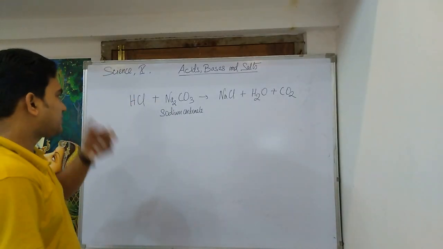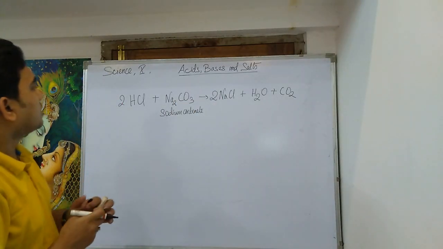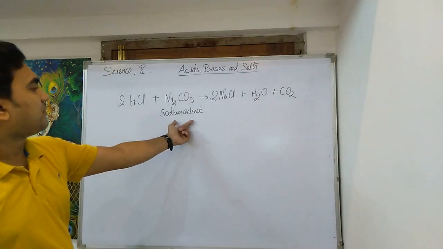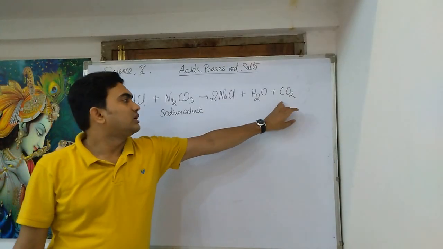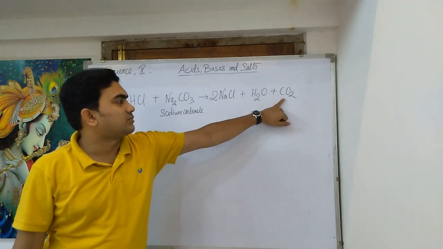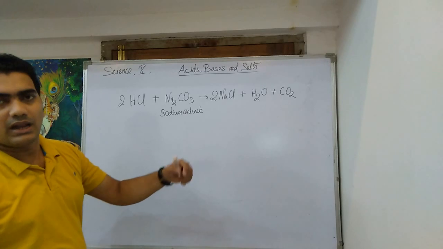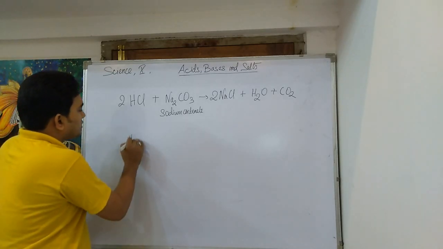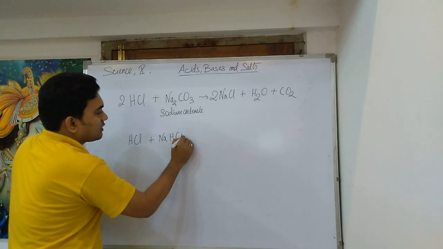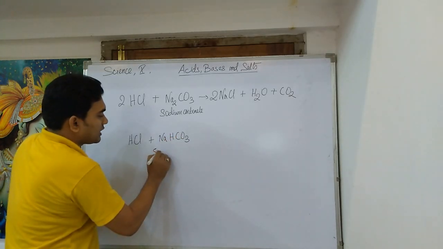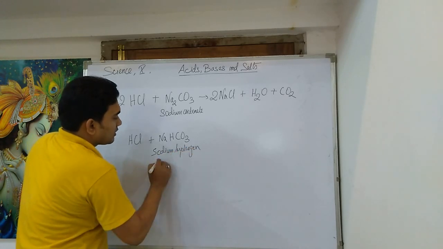Let us balance that. Now we can see that acid and metal carbonate gives out salt, water along with a new product, carbon dioxide. What will happen if we replace the metal carbonate with metal hydrogen carbonate? So let us take metal hydrogen carbonate, sodium hydrogen carbonate.